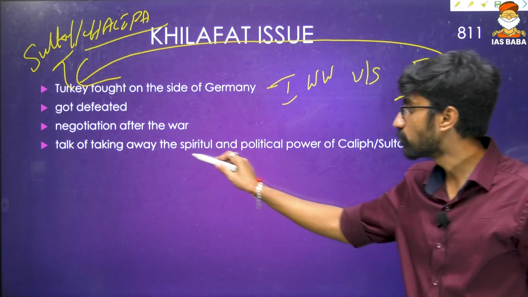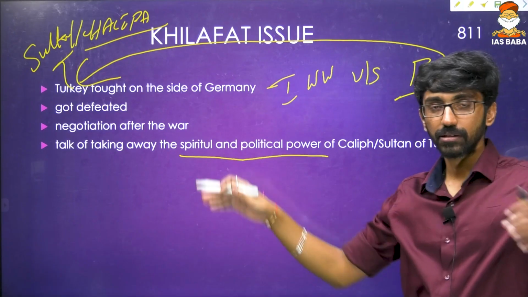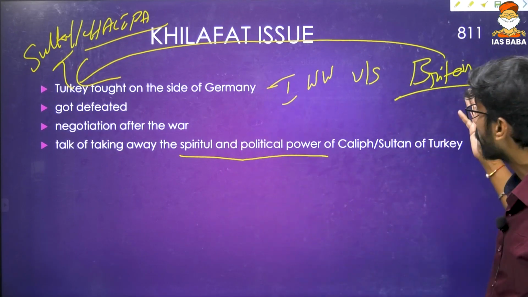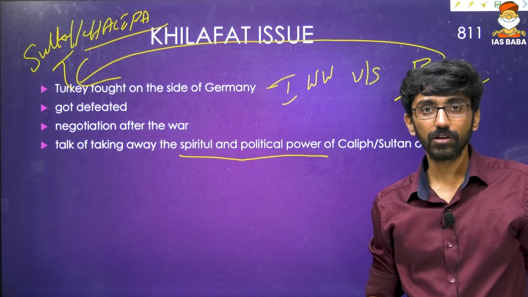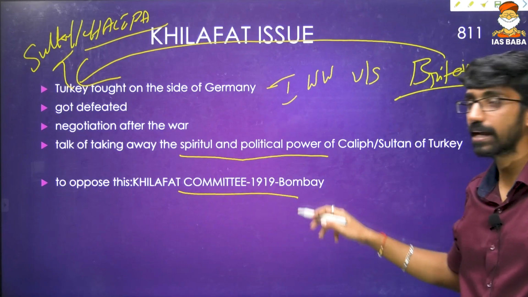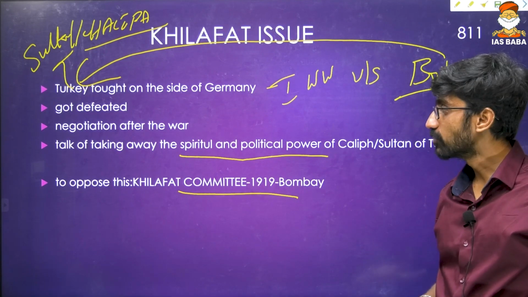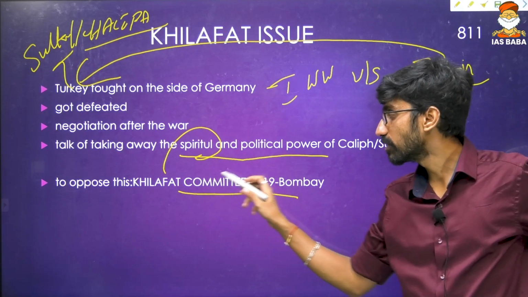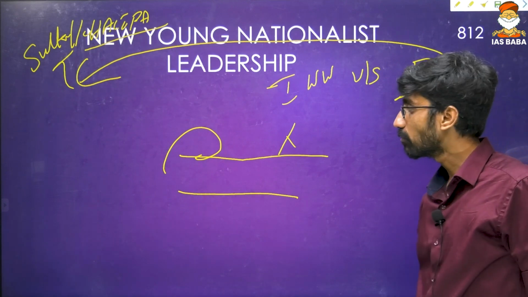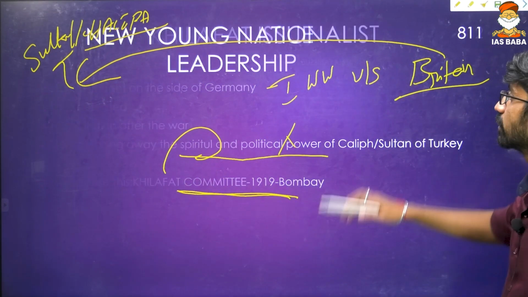He was the spiritual leader of Islam and Muslims across the world. So taking away his spiritual as well as political power, his control over Mecca and Medina, and his colonies, like Palestine, which was one of the colonies of Turkey and was later taken over by Britain after the First World War, violated sentiments. To oppose this in India, the Khilafat Committee was established in 1919 in Bombay, because Indian leaders requested the Britishers not to take away spiritual powers. Even if you take away political power, spiritual powers should not be taken away. So to oppose that, there was the Khilafat Committee in 1919 in Bombay to negotiate with the Britishers.